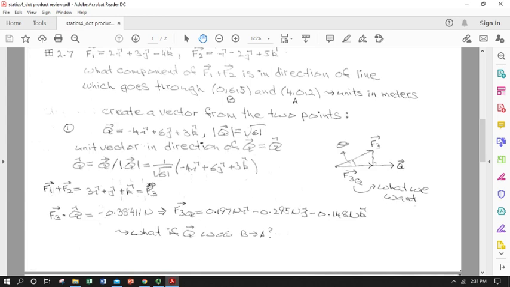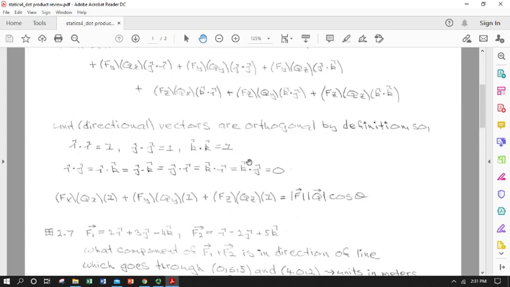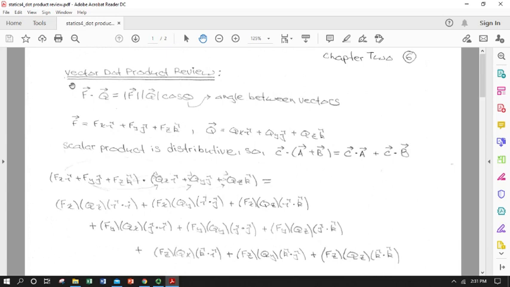So I want to know what portion of f3 is pointing in the direction of q hat. Okay, so I'm going to use the definition of the dot product for that. So let's go back and see how that'll work out. So this time I have an f3 dotted into a q hat.